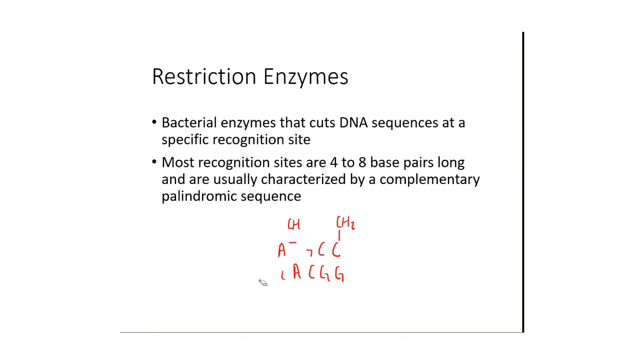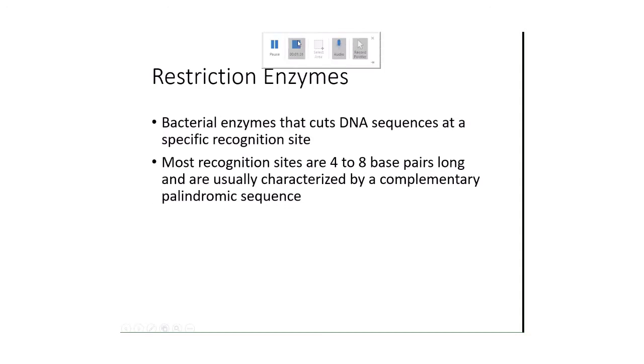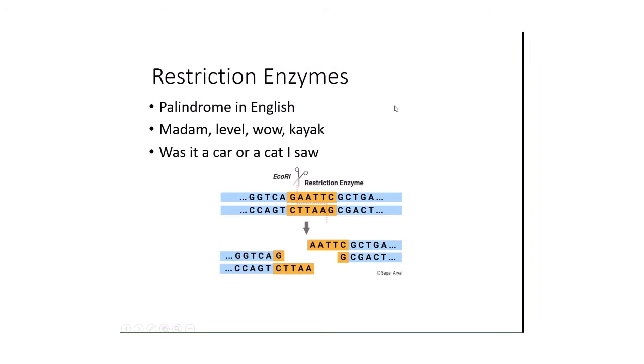sometimes. These recognition sites, these specific locations that are recognized by the restriction enzymes, are usually 4 to 8 base pairs long, and they are usually characterized by complementary palindromic sequences. A palindrome in English is basically a word that spells the same forward and backwards. Here are some examples: madam, level, wow, and kayak. If you spell kayak this way or backwards, it is the exact same word.